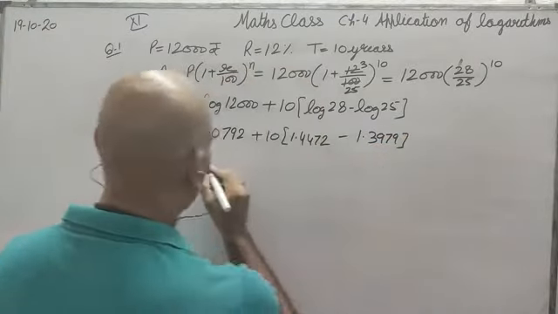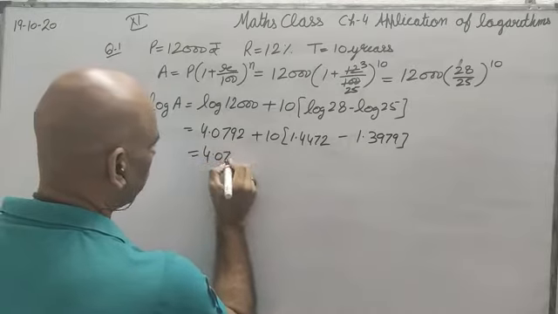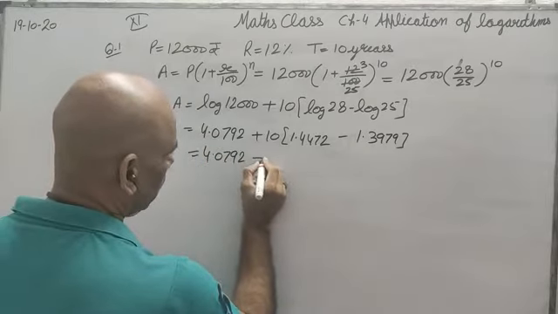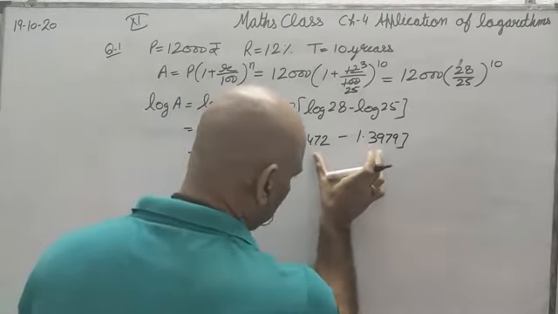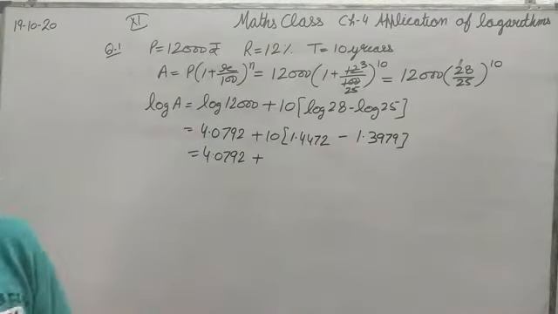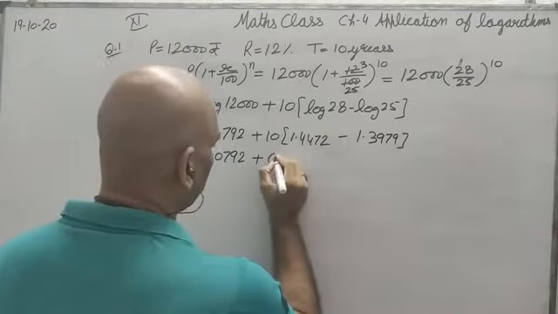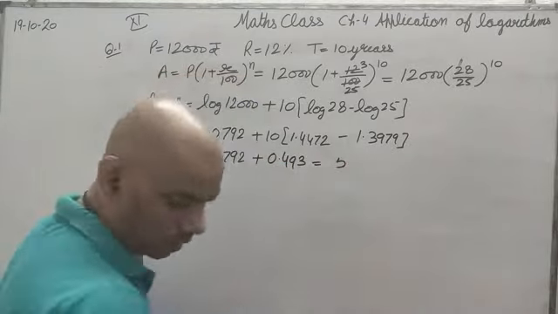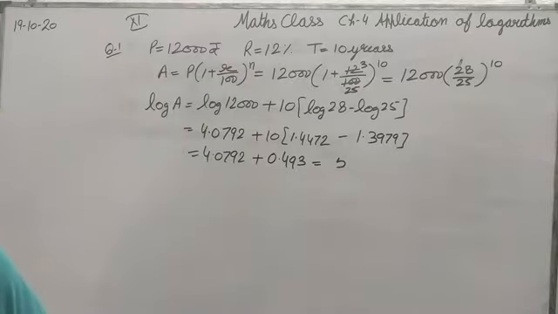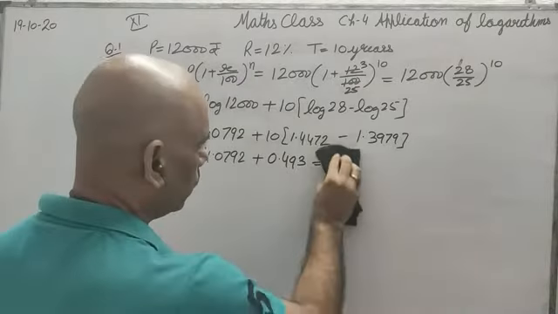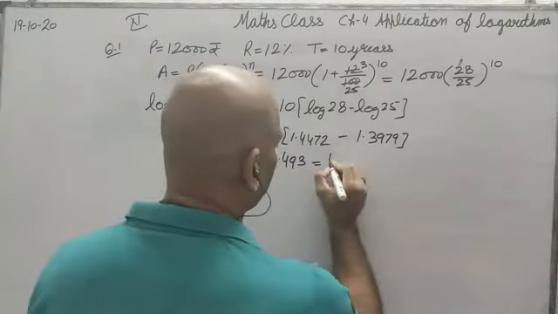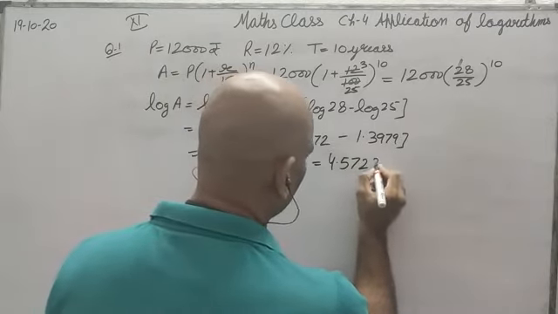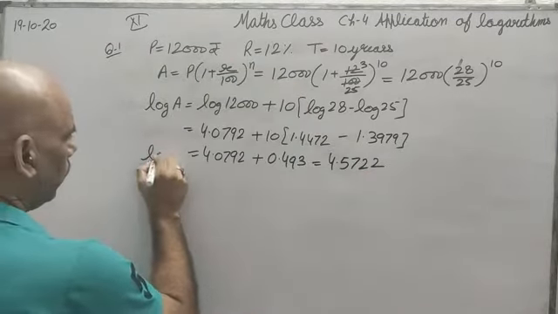Now what I will do, 4.0792 is going to remain like this, and thereafter the subtraction of it will be multiplied by 10. That is going to come 0.493. I will add it, so I am going to get 4.572. Now this is the value of log A.